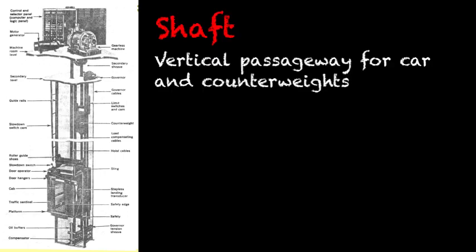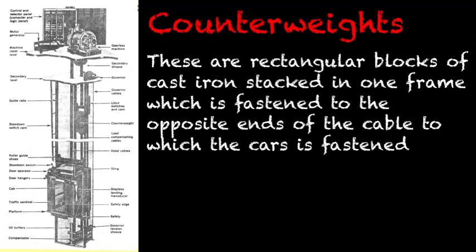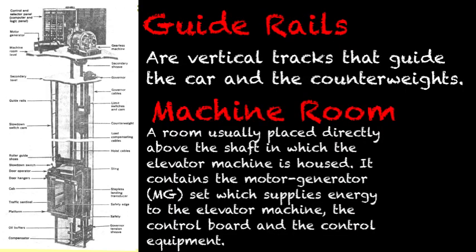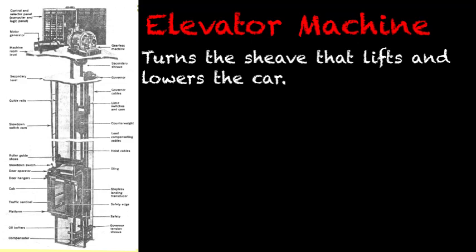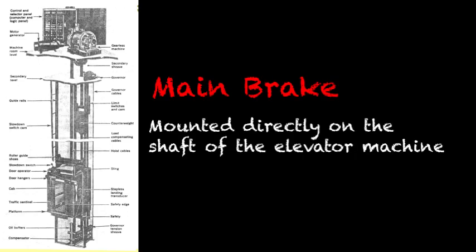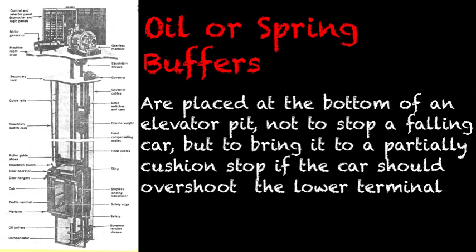For the parts of an electric elevator, we've got the shaft, car, cables, counterweights, guide rails, machine room, elevator machine, controls, and safety devices. For the safety devices, it has four major parts, namely main brake, safety switch, electric final limit switches, and oil or spring buffers.